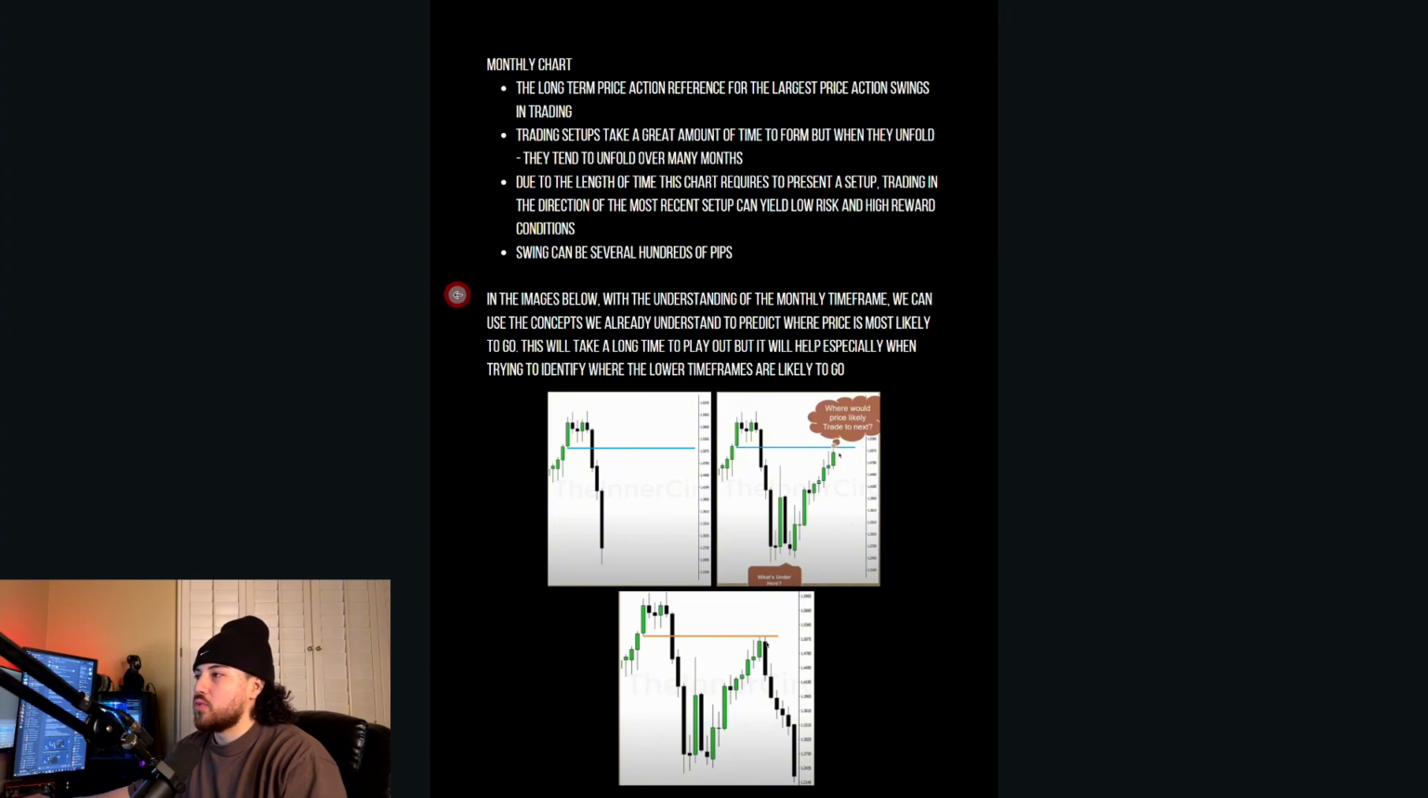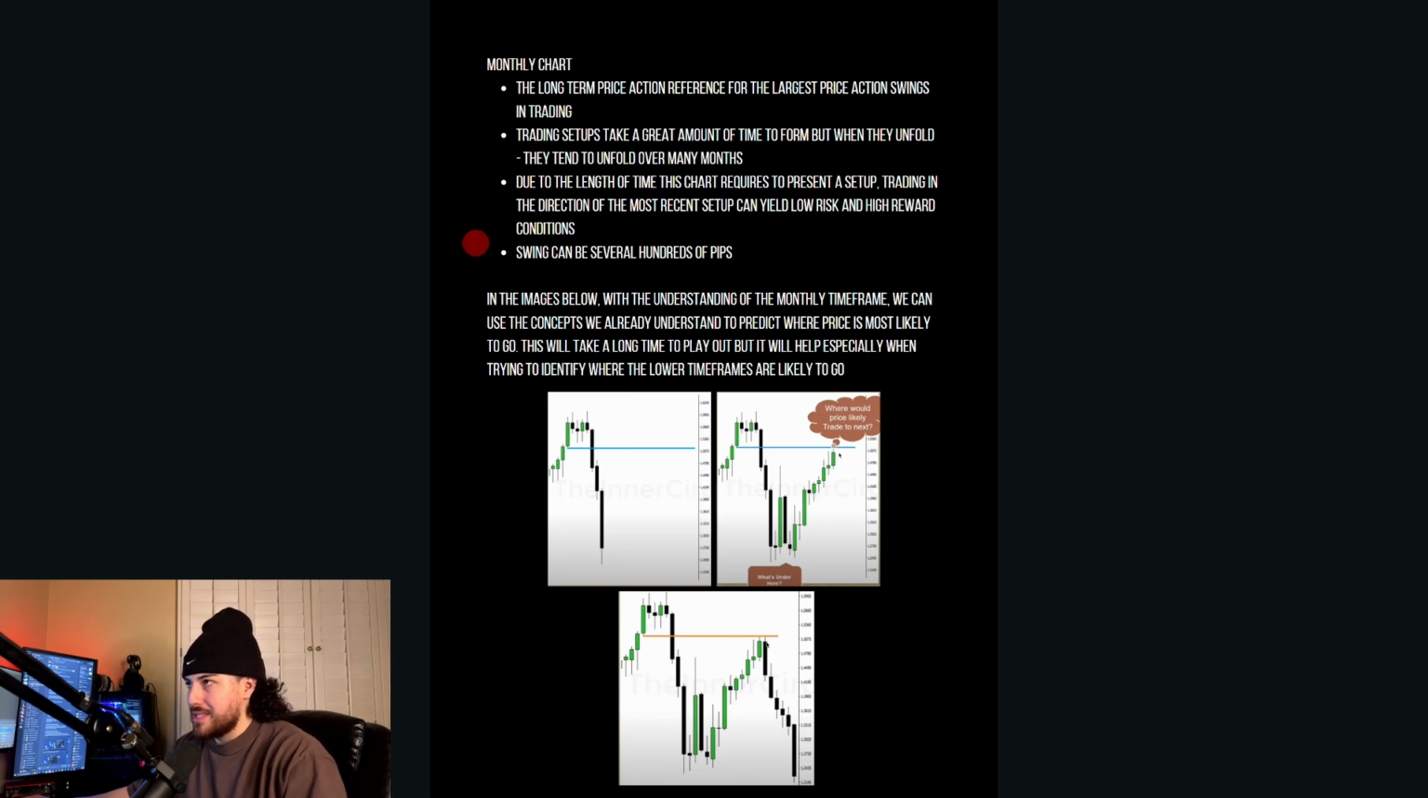In the images below, with the understanding of the monthly time frame, we can use the concepts we already understand to predict where price is most likely to go. This will take a long time to play out, but it will help especially when trying to identify where the lower time frames are likely to go.